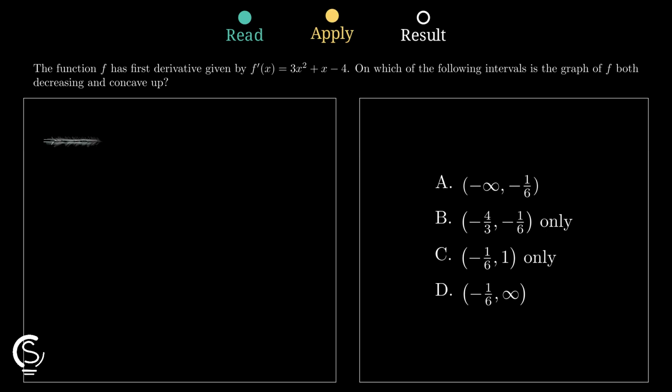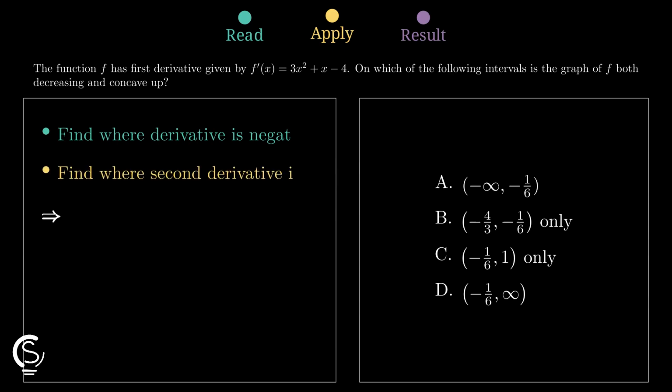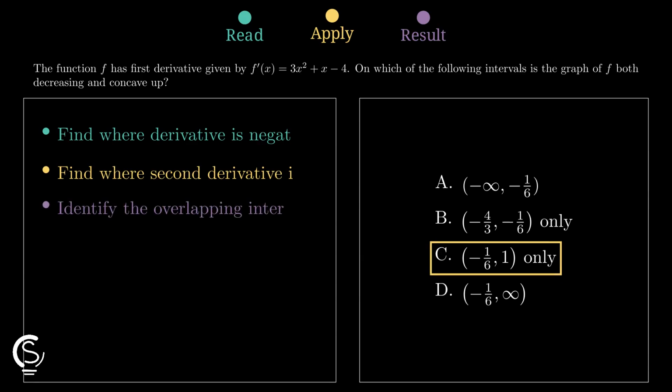Next, for the graph to be concave up, the second derivative must be positive. Differentiating the first derivative gives us 6x plus 1, which is positive when x exceeds negative 1/6. Combining these conditions, the derivative is negative between negative 4/3 and 1. This overlap makes option C the only correct choice.